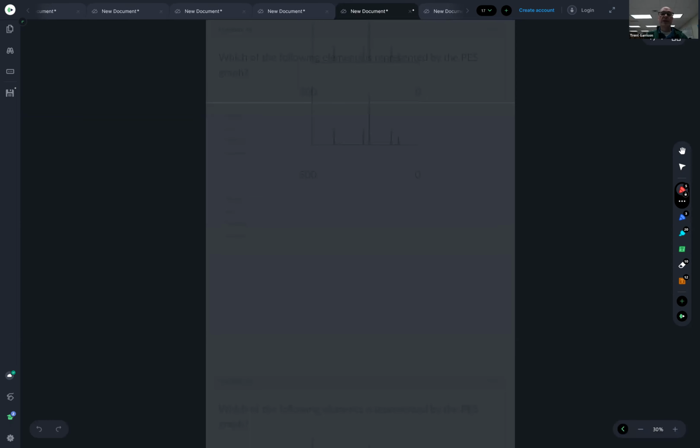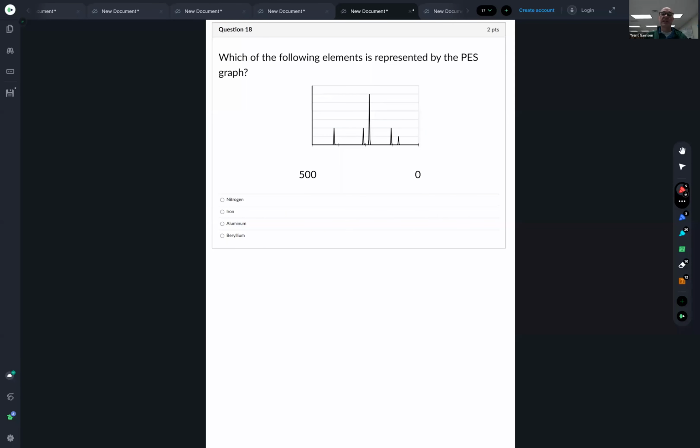All right, final question. Which element is represented by this PES graph? This is the largest peak, so I know that this is my 1s2, this is 2s2, 2p6, 3s2, but notice here, this is lower by 1. It's only 3p1, so you have to go onto your periodic table and find 3p1. It is aluminum. Okay, this is everything I wish to share with you for the multiple choice.